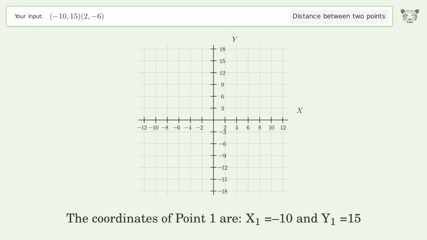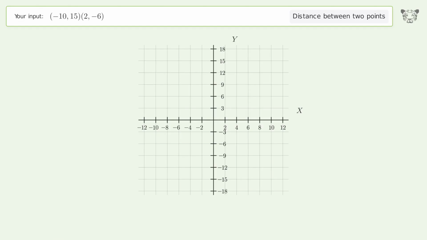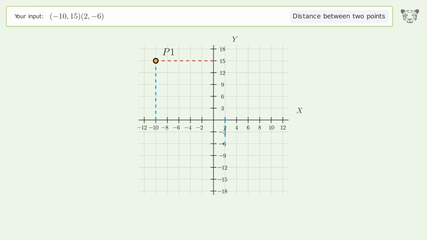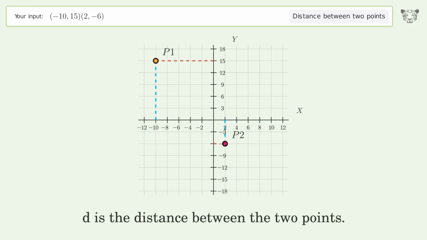The coordinates of point 1 are x1 equals -10 and y1 equals 15. The coordinates of point 2 are x2 equals 2 and y2 equals -6. D is the distance between the 2 points.